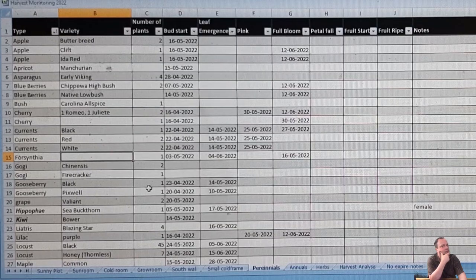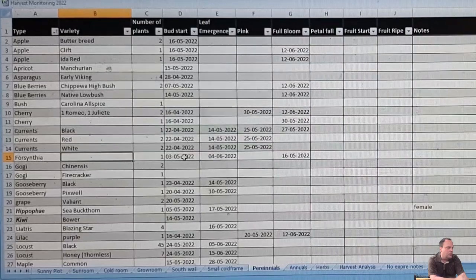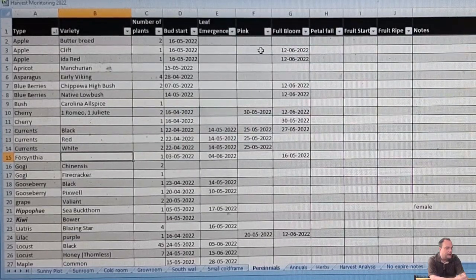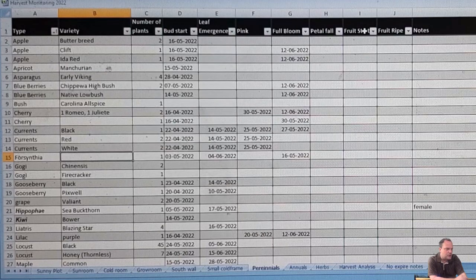Now what I've been wanting to do is take here, this is the perennials, I record what number of plants I actually have growing. When the leaf buds started growing, I wanted to record that, the leaf emergence, when the pink is what they call when the flower buds are just starting to open, and full bloom of course is when the plant is in full bloom. Petal fall when most of the flower petals are falling. Then when the fruit is noticeably starting to grow, when the fruit gets ripe, and of course extra notes. I haven't been very good at it.